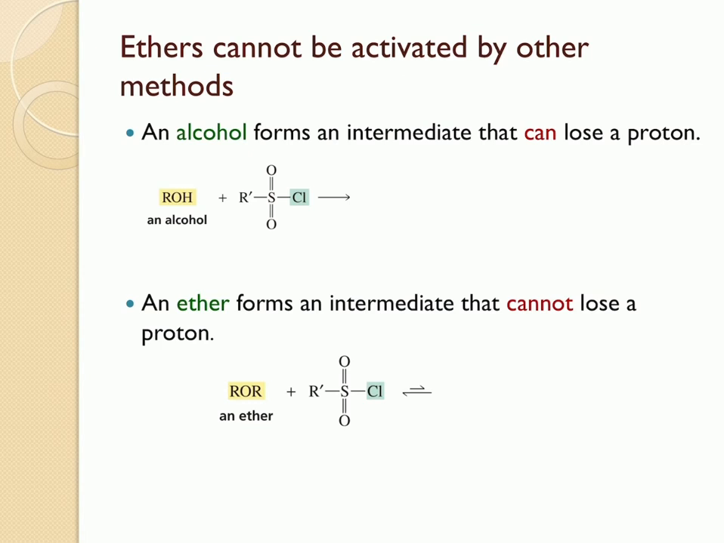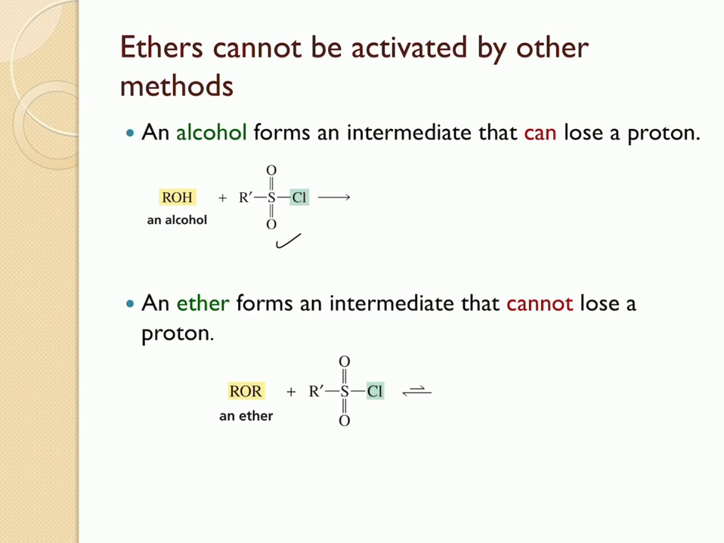Alcohols can be activated in numerous ways. Say, for example, you can react them with PBr3, PCl3, or even sulfonyl chlorides for alcohols to get activated. But when you take the case of ether, ether can only be activated by protic acids, whereas it cannot be activated by sulfonyl chloride. So here is the reason why ethers cannot be activated by sulfonyl chlorides.